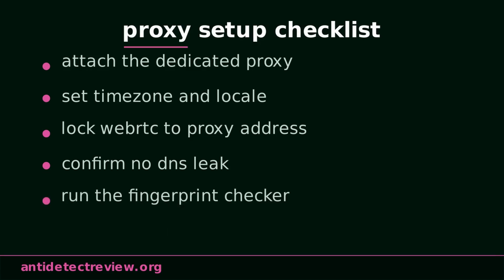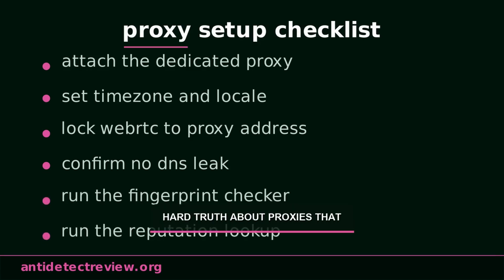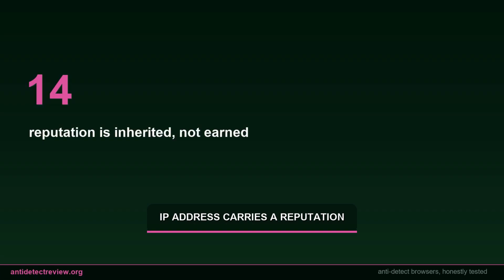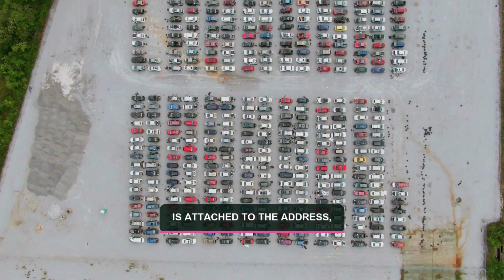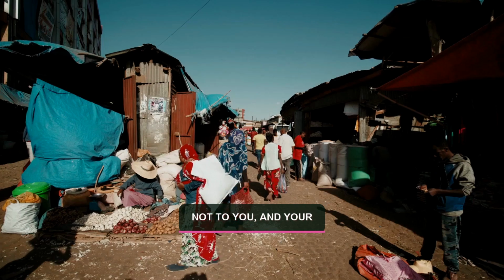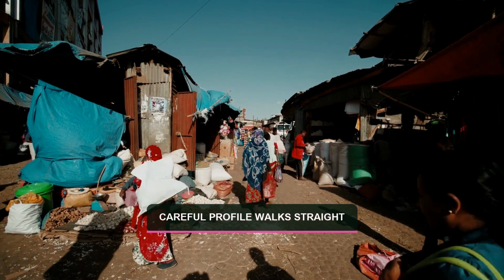Reputation is inherited, not earned. Here is a hard truth about proxies that catches people off guard. An IP address carries a reputation built by everyone who used it before you, and you inherit all of it the moment you route through it. If a residential address was hammered by someone else's abuse last week, that history is attached to the address, not to you, and your careful profile walks straight into it.